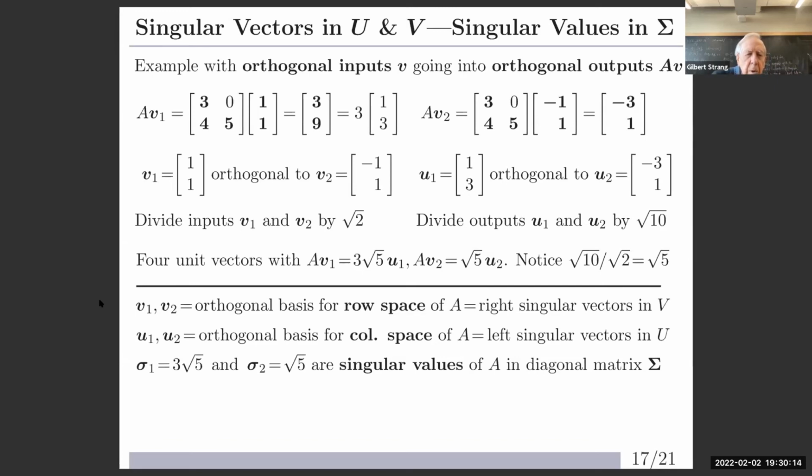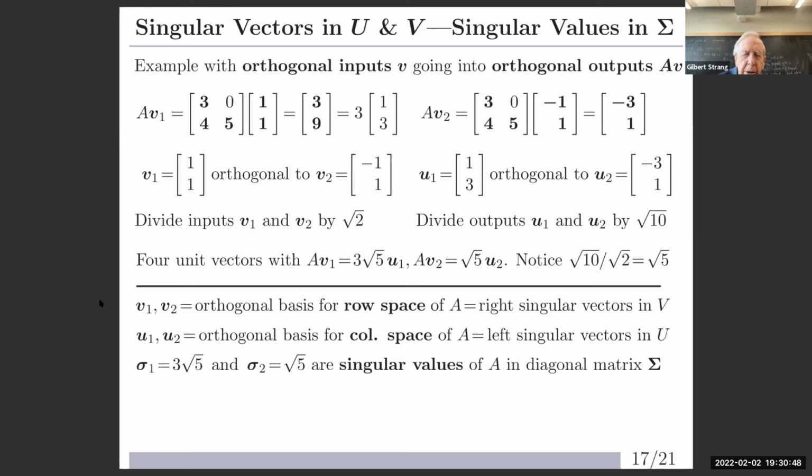Just to show, if I multiply that 3, 0, 4, 5 matrix by 1, 1, I get 3, 9. And then after that equation, I had another equation. I multiply the 3, 0, 4, 5 matrix times minus 1, 1, and you see that multiplication, it gives minus 3, 1.